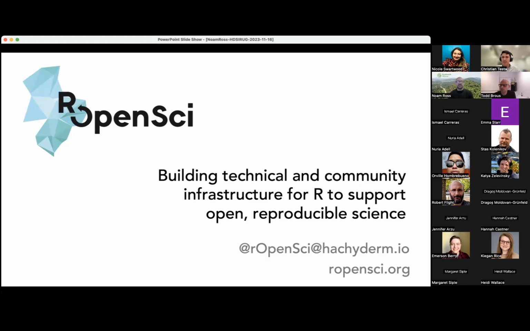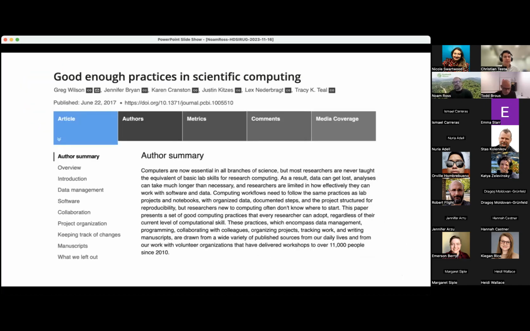EcoHealth Alliance hat here. So the inspiration for this talk emerges from a paper that some of you might be familiar with called Good Enough Practices in Scientific Computing. This is a paper written by Greg Wilson, who founded the Carpentries, the organization that runs Software Carpentry and Data Carpentry workshops. Jennifer and a number of other people were involved, particularly in the Carpentries and other training approaches for reproducibility and computational research.